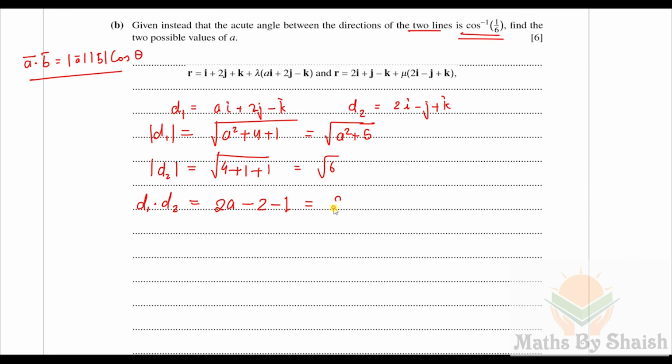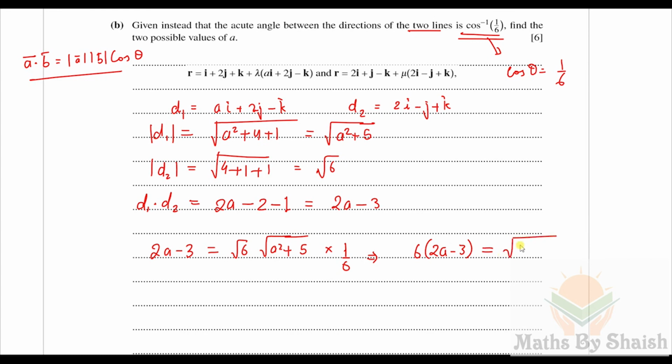Now we will substitute these values here to get cos theta, and we can understand from here that theta is equal to cos inverse of 1 by 6. So cos theta would be 1 by 6. Now I'm going to substitute it here. So we'll get 2a minus 3 is equal to root 6 into root a square plus 5 and cos theta, that is 1 by 6, or we can write it as 6 into (2a minus 3), cross multiplying, is equal to square root of 6 into (a square plus 5).